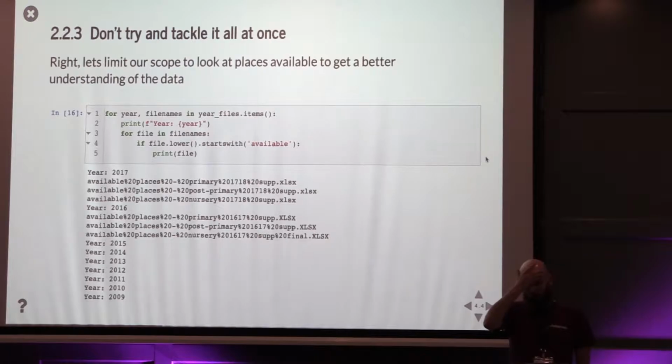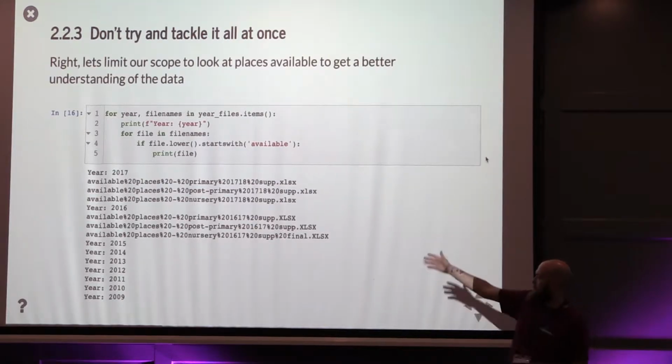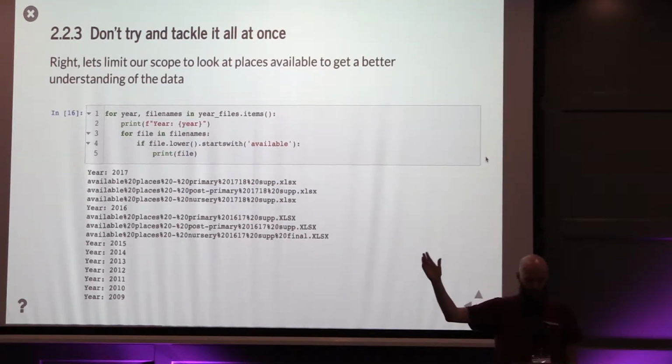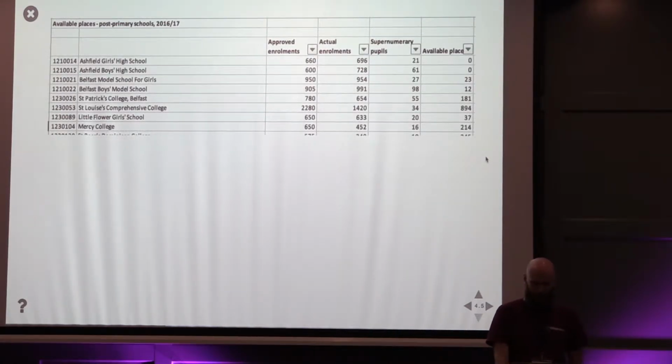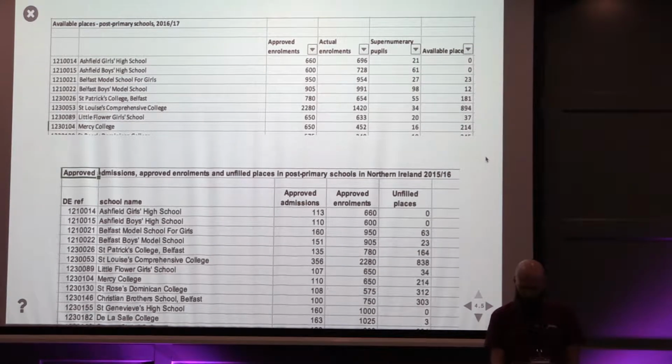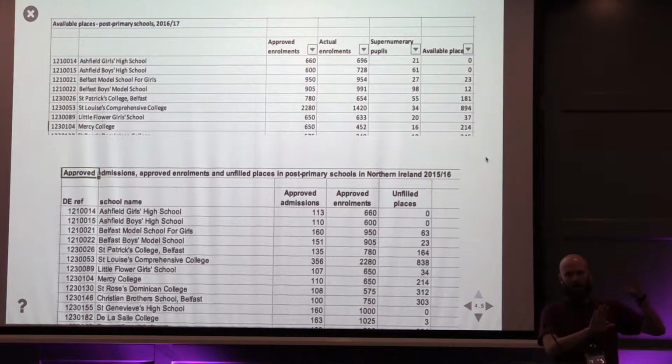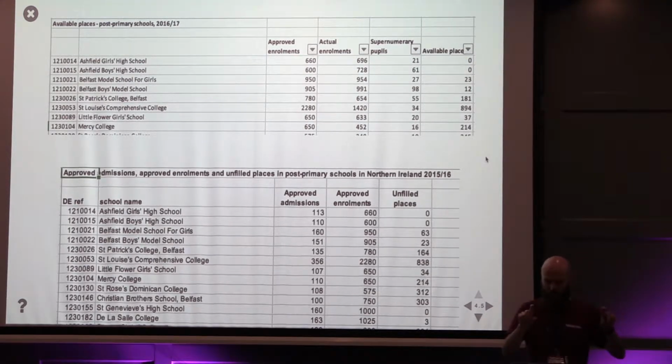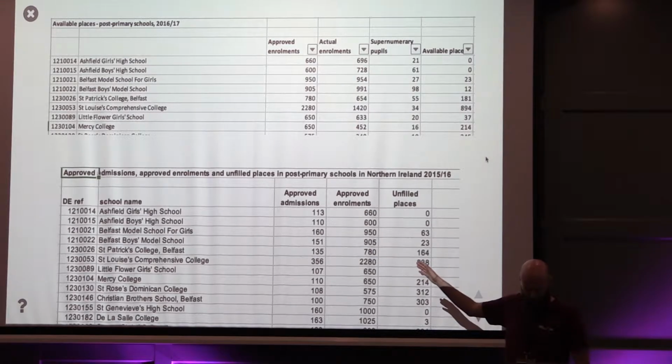So, don't try and tackle it all at once. Can we at least nail down getting the available places data? 2017, yes, we've got a list. 2016, yes, we've got all of this. And nothing else for any of the other years. Because, if this is the right slide, in 2016, 2017, there was a separate file for these. This was a separate extension. Now, pay attention. Approved enrollments, actual enrollments, supernumerary pupils, and available places. The year before, this was in another sheet within a larger Excel sheet with a completely different name as the sheet name. And it was approved admissions, approved enrollments, and unfilled places.